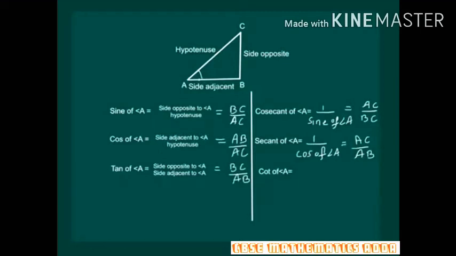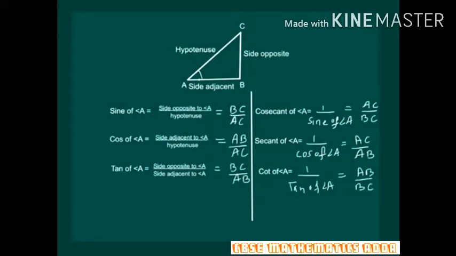The last ratio, cot of angle A. So cot of angle A is the reciprocal of tan of angle A. So this equals 1 divided by tan of angle A. And tan of angle A is simply the side opposite divided by the side adjacent of angle A. So the reciprocal is side adjacent divided by side opposite of angle A, and that equals AB divided by BC.